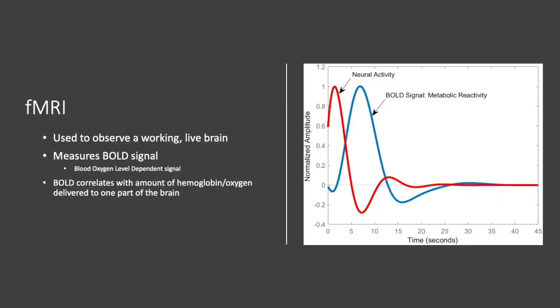Next is fMRI, or functional magnetic resonance imaging. fMRI was actually the first way to measure real brain activity in a live person. fMRI measures BOLD signal, which stands for blood oxygen level dependent signal. In your blood, oxygen is stored in hemoglobin, and this is actually what gives blood its red color. When neurons fire, they need more oxygen, so they increase their blood supply. The fMRI detects this as an increased BOLD signal.